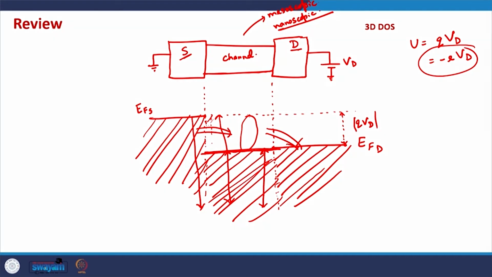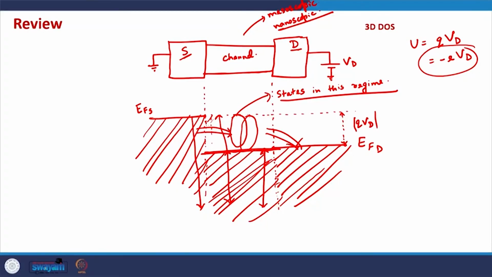So that is why the number of states in the channel in this region is extremely important. Electronic states in this regime are extremely important. For example, if the channel material is such that there is no electronic state in the channel between these energy values, in that case no conduction will take place in the channel, whatever be the voltage that we apply on the drain terminal. Okay. So if there is no state in the channel between the source Fermi level and the drain Fermi level, the conduction cannot take place.